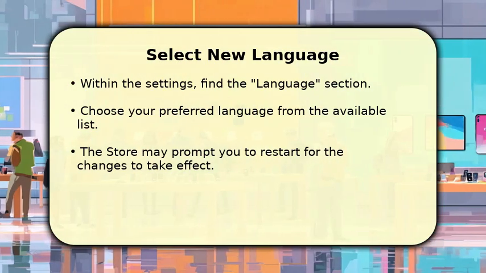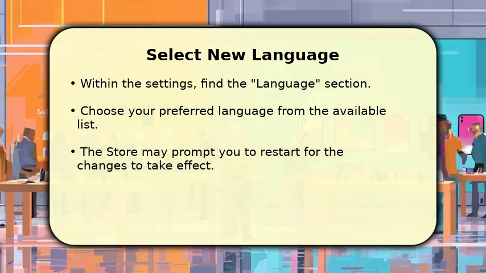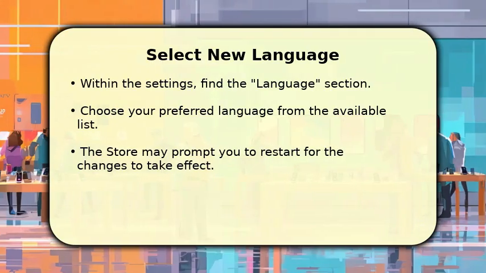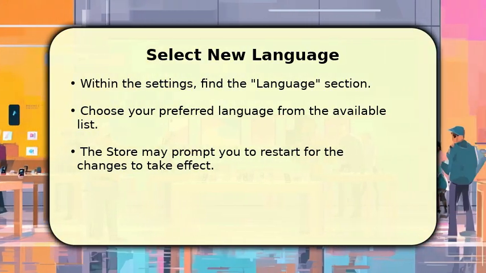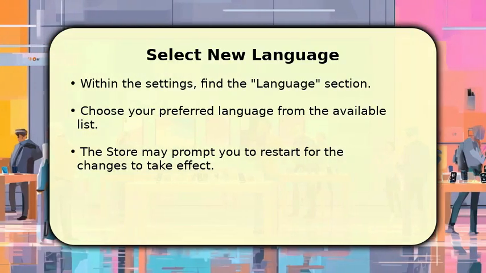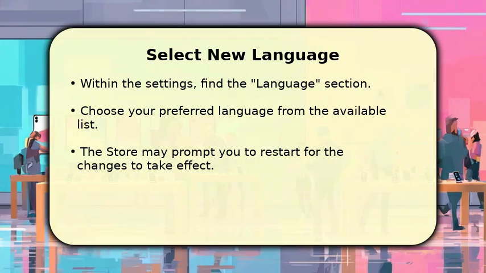Now that you are in the settings, scroll down until you find the language section. Here, you will see a drop-down menu or a list of available languages. Click on this option and select your desired language from the extensive list provided. For example, you might choose Spanish, French, or German.